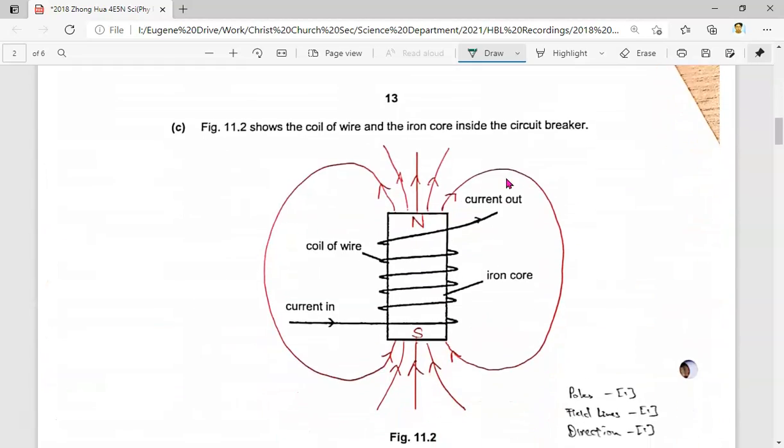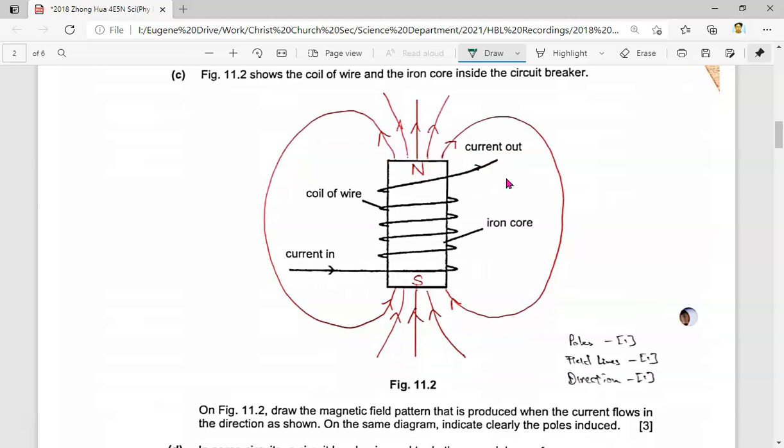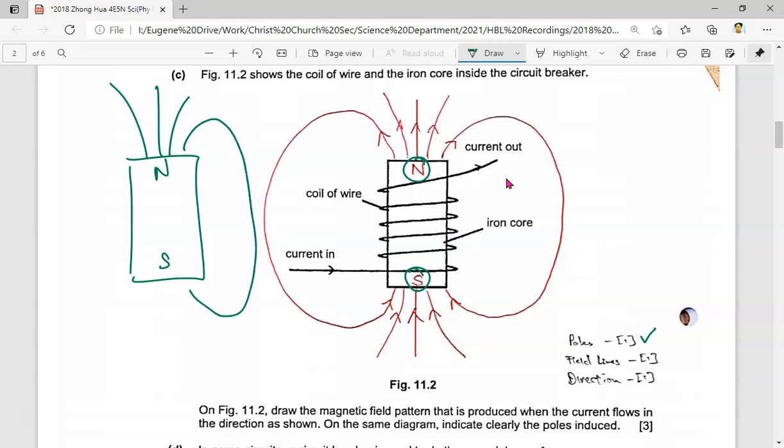Okay, let's go next one. Figure 11.2 shows the coil of wire and the iron core inside the circuit breaker. Okay, so this thing is 3 marks. So exactly where are the 3 marks? So 1 mark goes to the pole, north pole over here, south pole over here. The few lines, just think of it as like a magnet. There's north and south. Ignore the coil of wire once you have used it to determine the north and the south. Okay, then you can draw your respective magnetic field pattern.